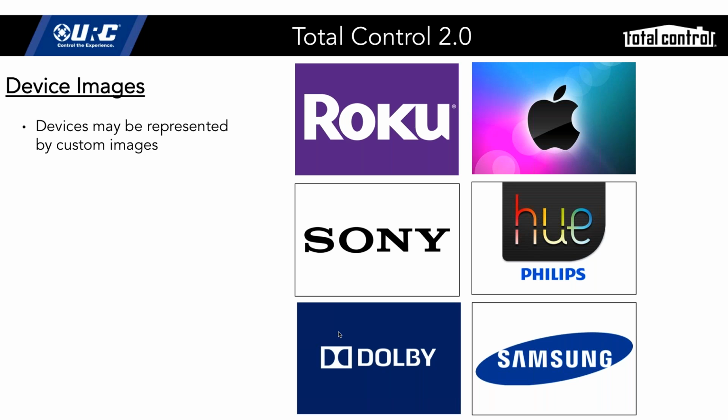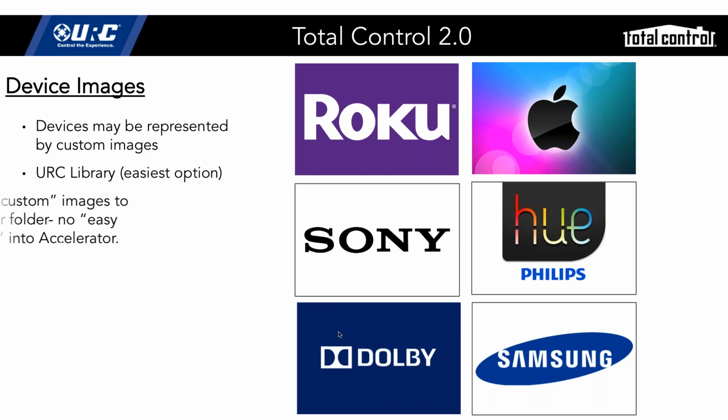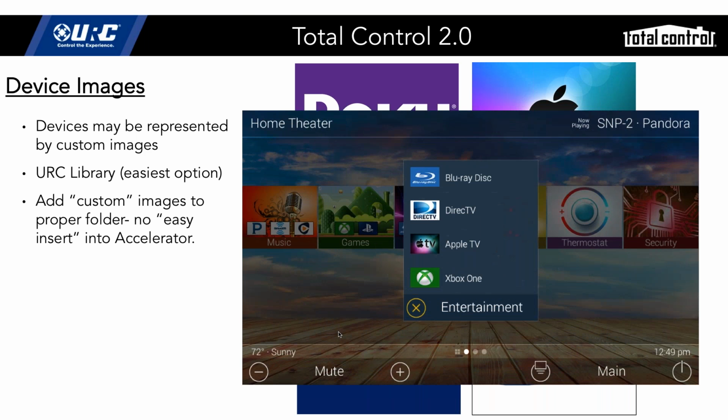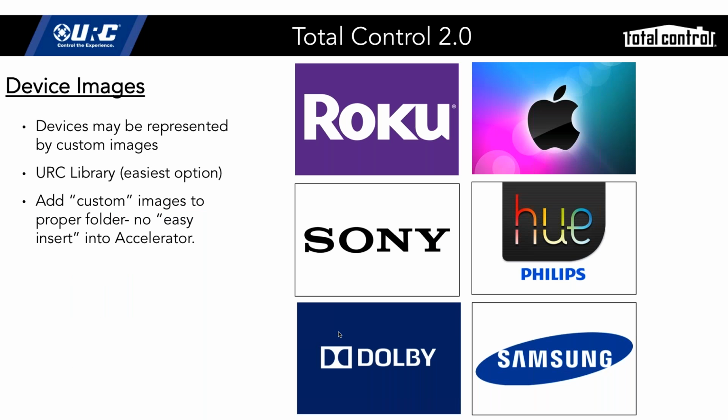The best and easiest thing to do, just like 1.0, is to build it and use the URC library. However, if you want to add your custom images, the easiest thing to do is to build it within the driver itself. I just wanted to give you an example of what this menu looks like. This goes back to what I said before, where the background's blurred out when a new menu pops up so the end user knows, here's what I'm supposed to be doing. It's the only thing that's in focus and clear on the screen. So that is really what you need to know about device images.